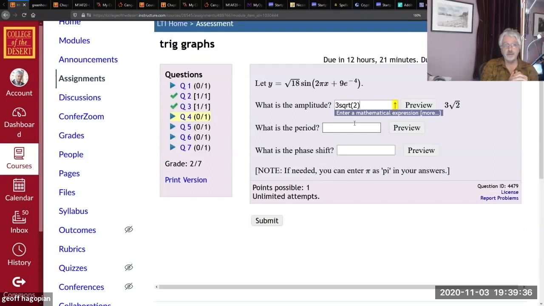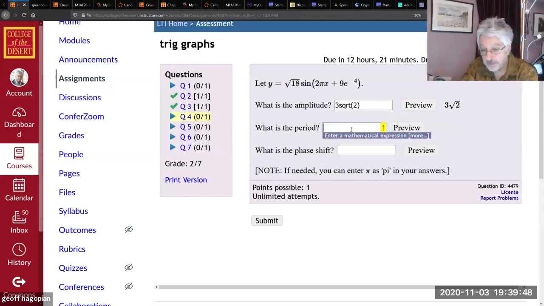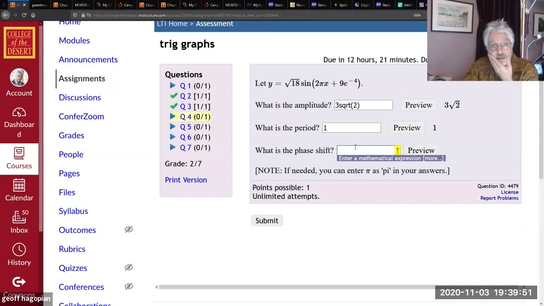What is the period? Well, the multiplier of the input, x, is 2 pi, and so 2 pi over 2 pi, right? Which is 1. So this has a period of 1. What is the phase shift? Well, that's a little bit tricky, so let's do some pencil and paper on that.